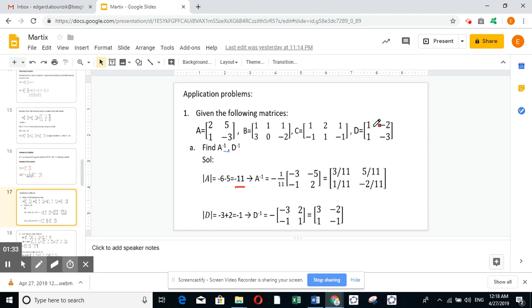For matrix D, same thing: minus 3 plus 2, so the determinant is minus 1. So D inverse will be 1 over minus 1, which is minus. I switch 1 and minus 3, I get minus 3 and 1. And the opposite sign here, minus 1 and 2. So I multiply it by minus 1, which was the determinant. So I get 3, minus 2, 1, minus 1.